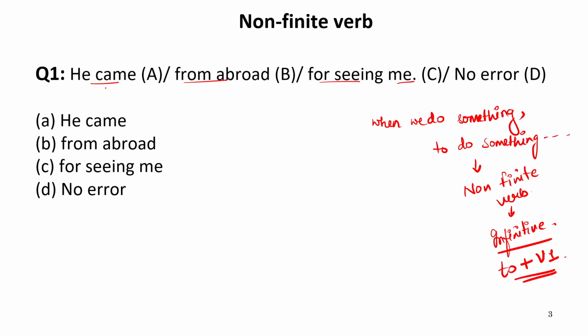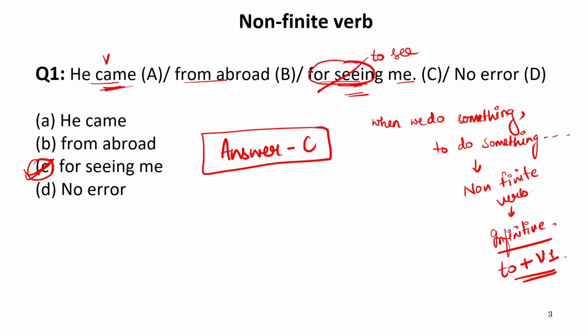Now, he came from abroad means he did this thing. So this is the verb. And for what? Just to see me. That is why this for seeing will be replaced with to see me, because he did this activity for this activity to be done. So when we do something to do something, we always use infinitive to make the sentence. So the correct sentence will be, he came from abroad to see me. Therefore, the error is in part C. So our answer is C.